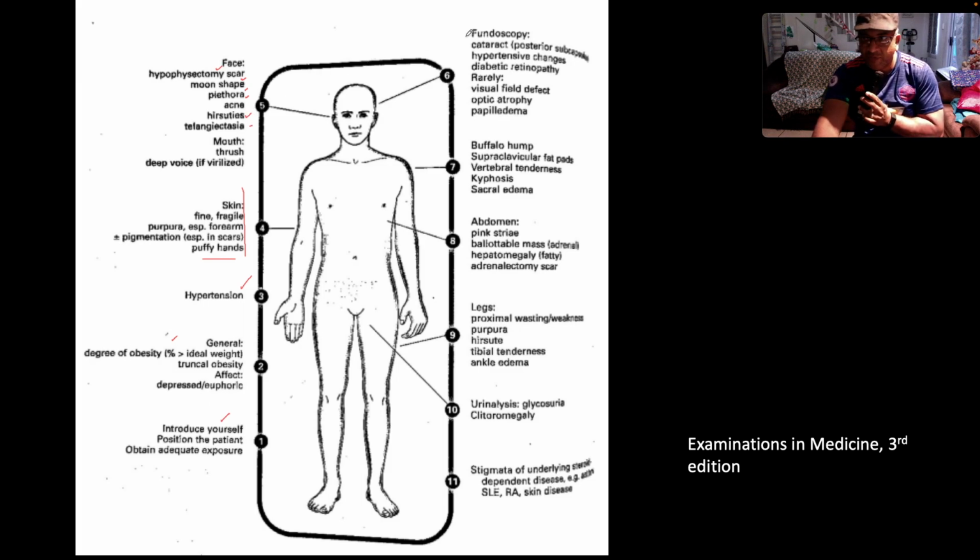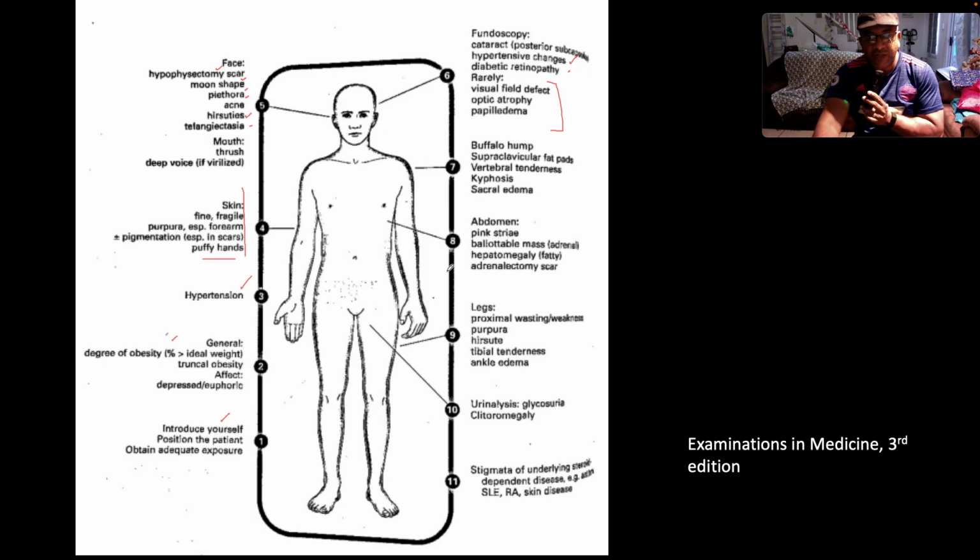If we grab a fundoscope and look into the retina, or looking at the fundus basically, what you may see along the way is a cataract, which is a posterior subcapsular cataract. You may have changes of hypertensive retinopathy and diabetic retinopathy. And rarely you may have a visual field defect, especially if this is an enlarging pituitary adenoma causing Cushing's disease, which impacts on the optic chiasm. You may have optic atrophy and papilledema as well.